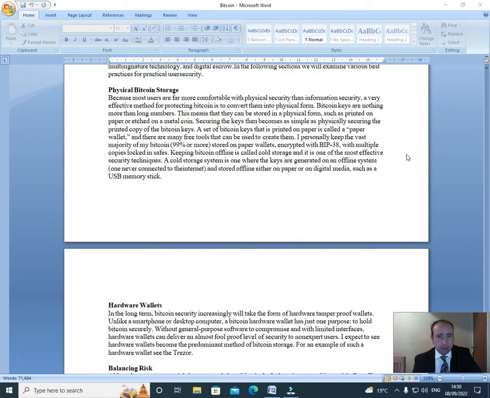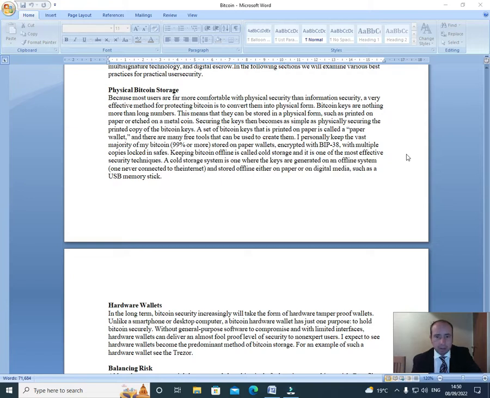Physical Bitcoin storage. Because most users are far more comfortable with physical security than information security, a very effective method for protecting Bitcoin is to convert them into physical form. Bitcoin keys are nothing more than long numbers. This means that they can be stored in a physical form, such as printed on paper or etched on a metal coin. Securing the keys then becomes as simple as physically securing the printed copy of the Bitcoin keys.